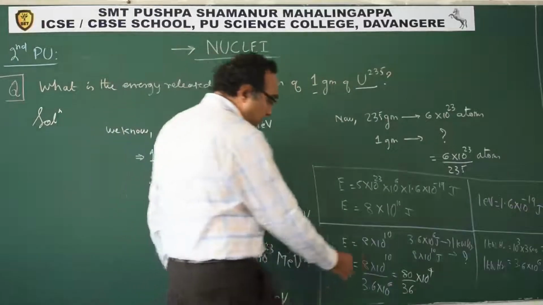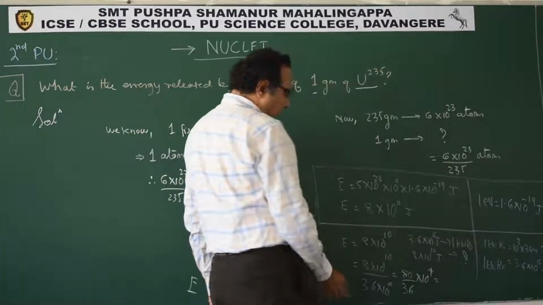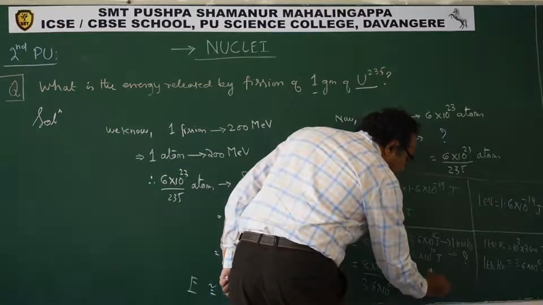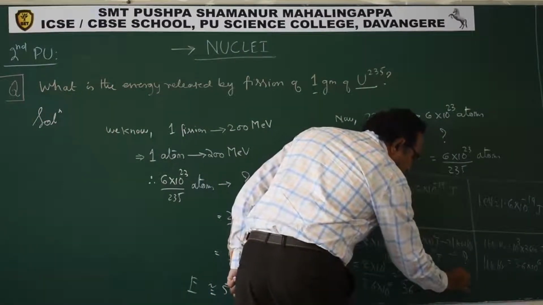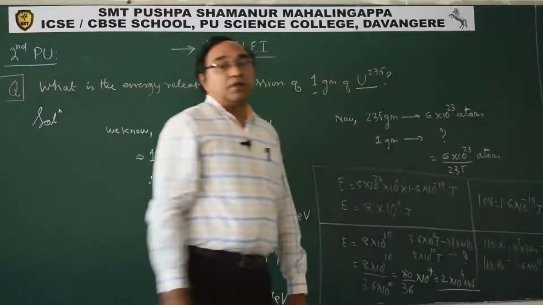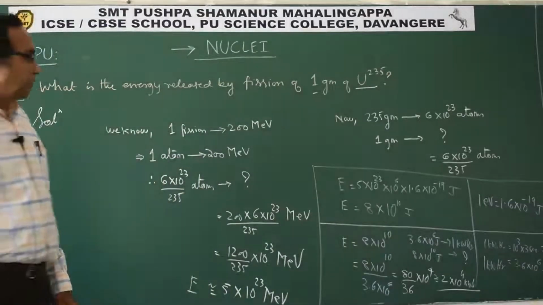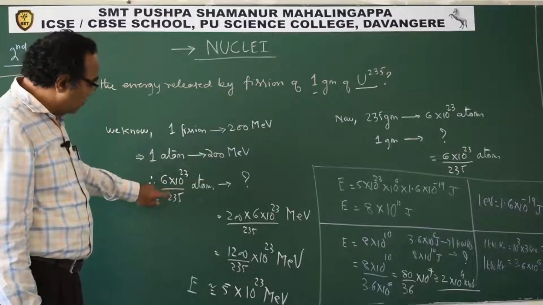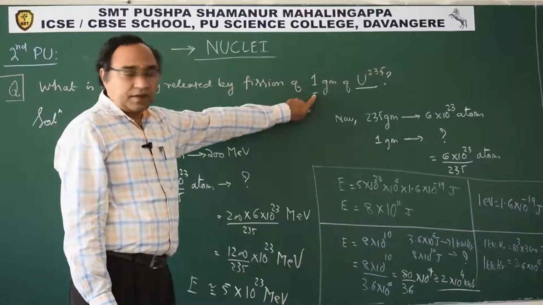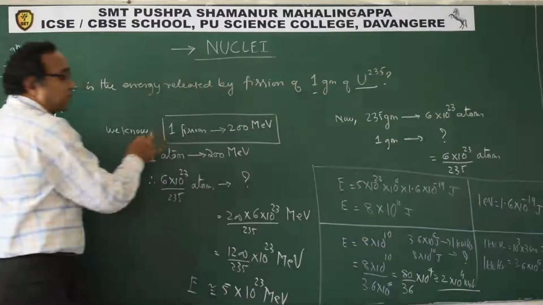So this is approximately 20 by 9, so approximately 2 into 10 power 4 kilowatt hour. See, in all the units we got the energy. Bottom line is, we must know how to convert, first of all, how to find out how many atoms are there. This is very, very essential, most important. This you have to remember.